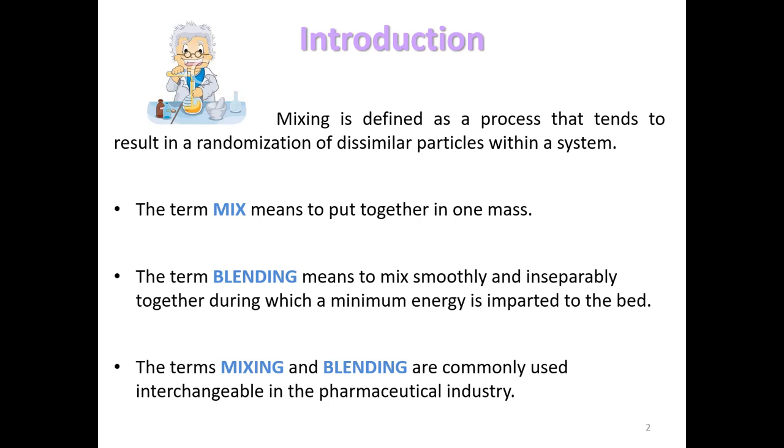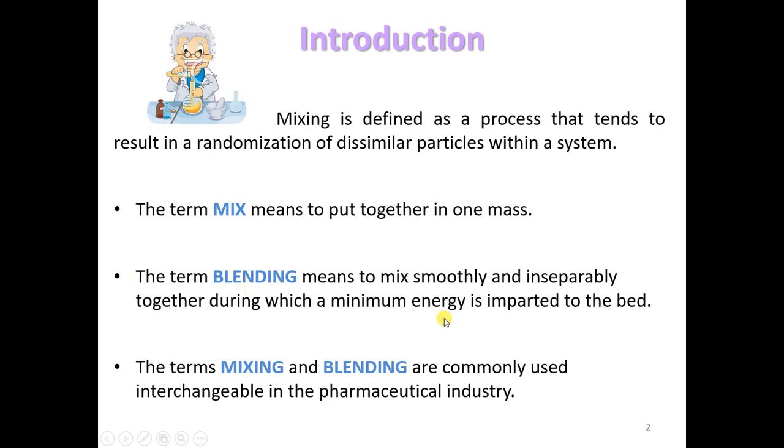So what is the main procedure through which we can process the different particles within a system? In mixing, simply, we are doing the randomization of the dissimilar particles within a system. For example, in a system there are dissimilar particles, and we are going to mix them randomly, so there is no proper order or sequence. You can say the term mix means to put together in one mass.